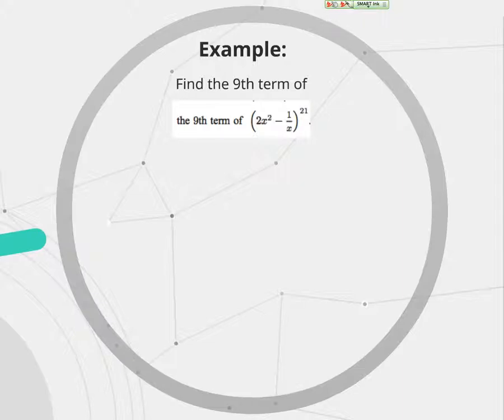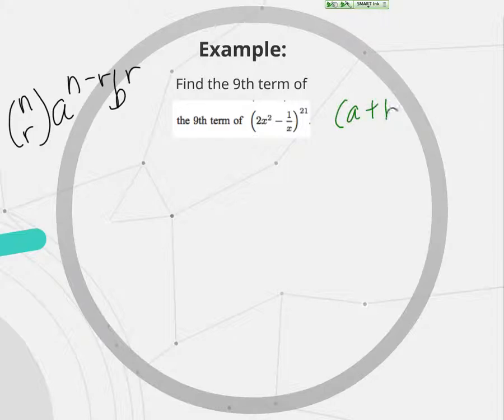I'm going to write the formula down and hopefully do it right this time. So n above r, a to the n minus r, and b to the r. That's what you circled in your packet, okay? Now we remember that we use a plus b to the n. So that will help us figure out the a, the b, and the n. So what's a? 2x squared.